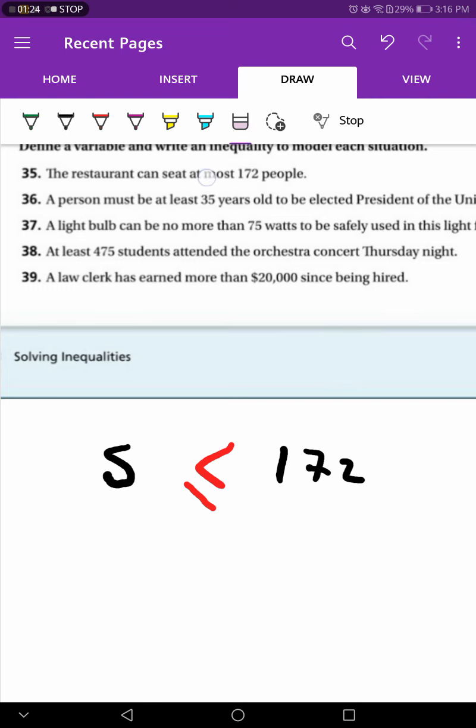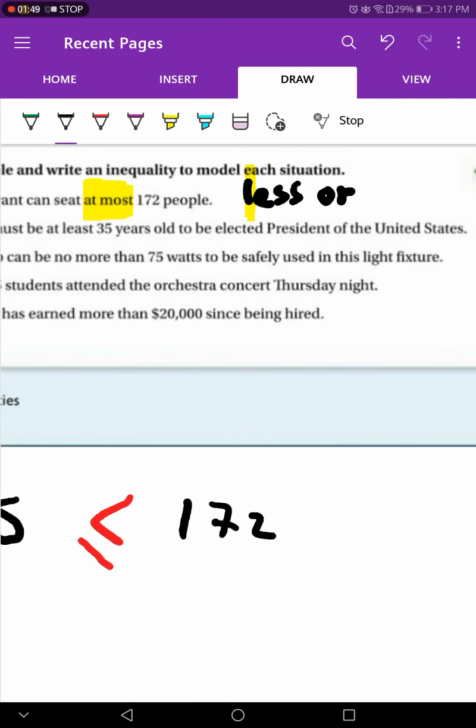So my boys, to avoid any confusion: at most, what do we mean by at most? Less or equal. At least has another meaning, Ryan. Yes, I know it. So if you see at most, you have to draw less or equal. So this means less or equal.